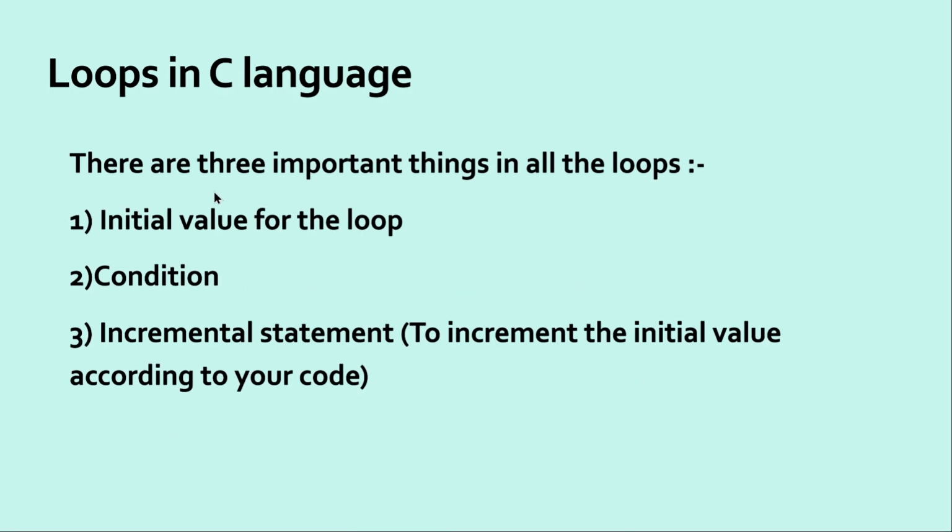There are three important things in all the loops, like for, do while, and while. The first one is the initial value of the loop. So we can say the starting value of the loop. The second is the condition, the most important thing. On the basis of the condition, the loop is executed. If the condition is true, the code inside the loop will be executed, and if the condition is false, then we will exit the loop. So the condition is the important thing in the loop.